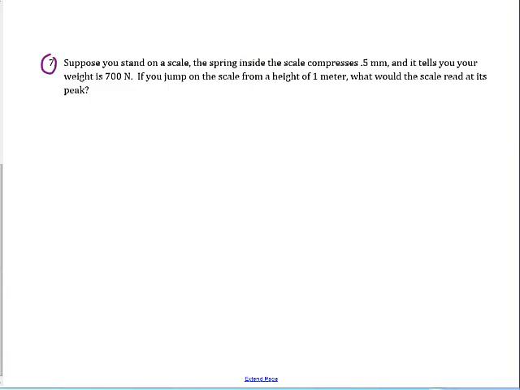Now, number 7. This problem is tricky. Okay, and it's tricky because of gravitational potential energy.